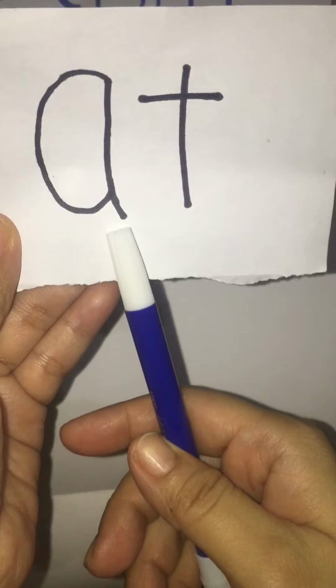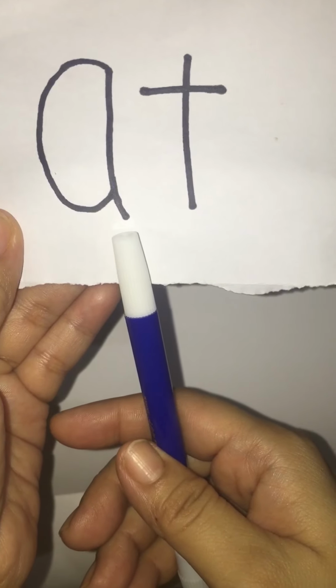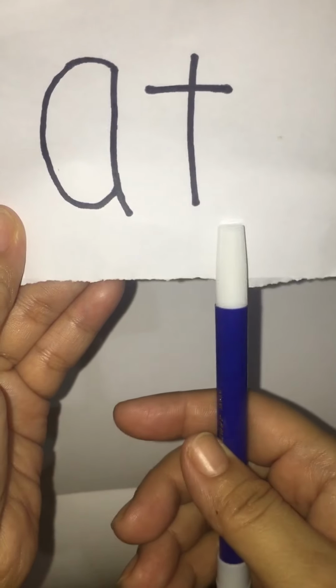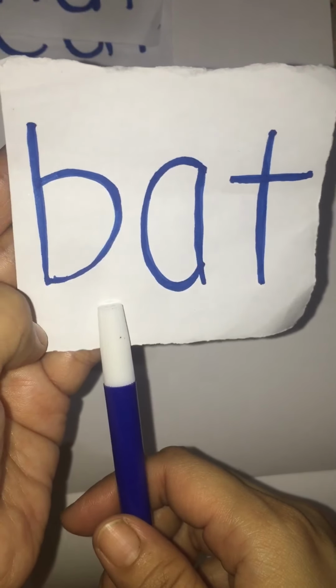Okay, now mommy and daddy, you have to ask first your children to spell act. Act. And ask your child to follow the sound. After they follow the sound, ask what family words this is. This is the family words of act. After that, you ask your child to read and blend the phonetic sound.